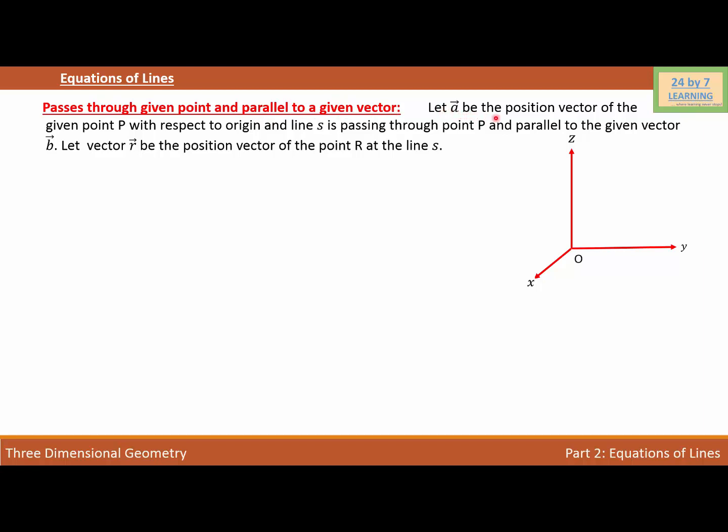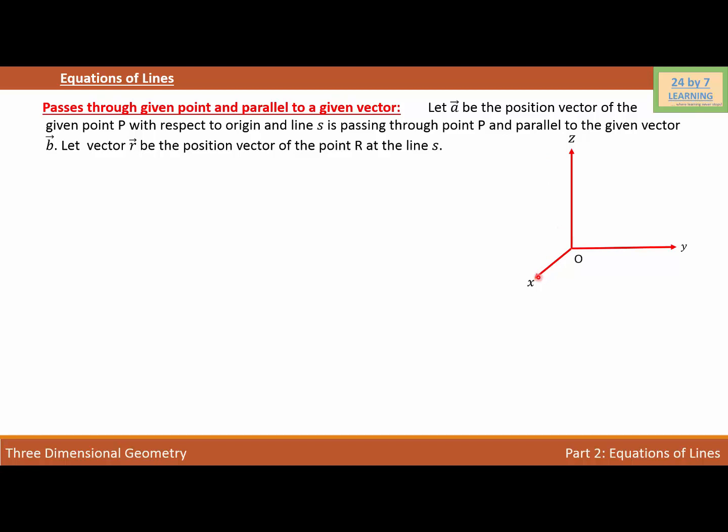Let vector A be the position vector of the given point P with respect to the origin, and line S is passing through point P and parallel to the given vector B. Let vector R be the position vector of the point R on the line S. At first, I'm going to draw all this information on this three-dimensional plane.